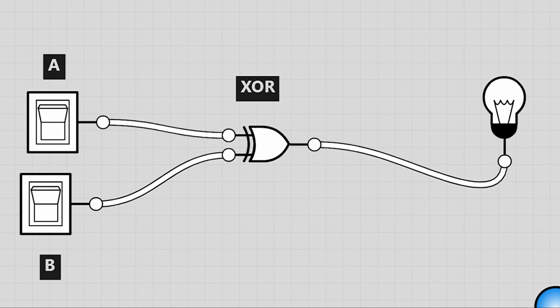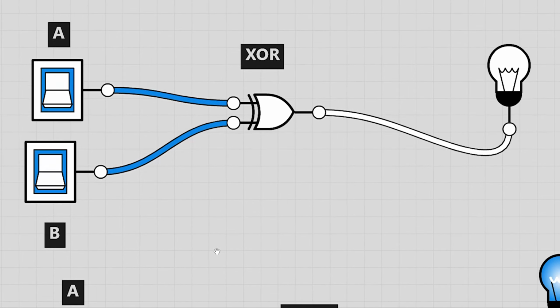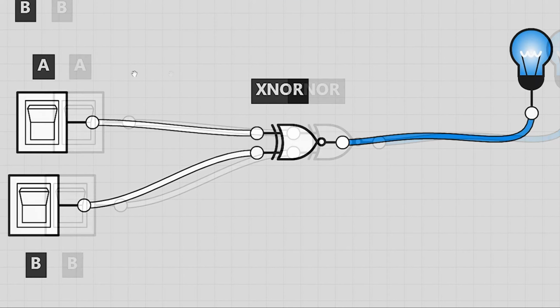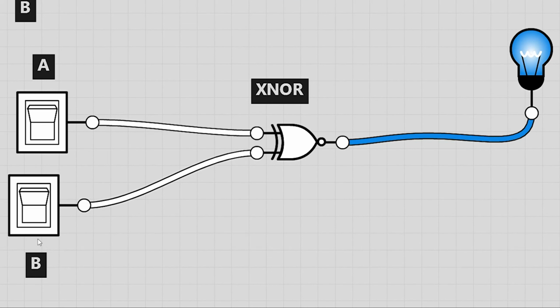XOR. 0 0 0. 1 0 1. 1 1 0. Next XNOR. 0 0 1. 1 0 0. 1 1 1.